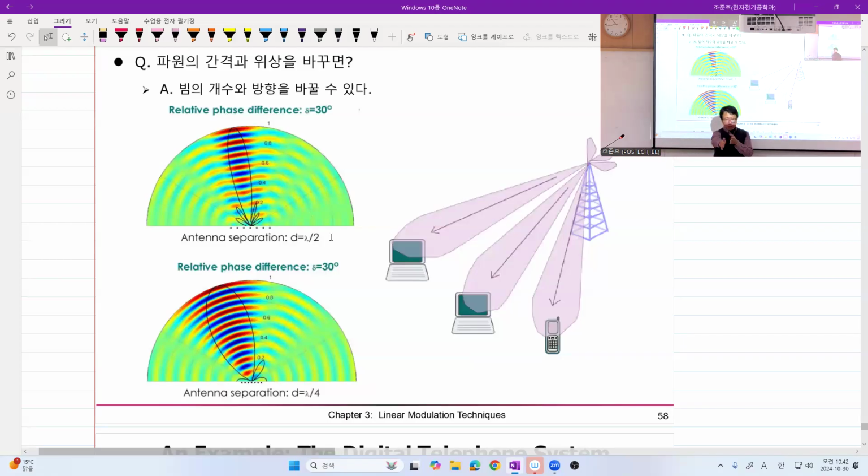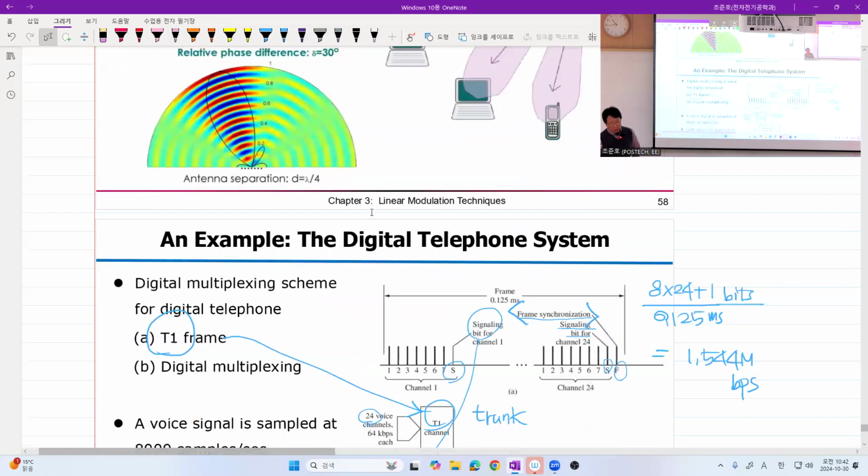So receivers are spatially different in the direction of departure. It can be utilized to save what? One of the most scarce resources in radio communication, the frequency or bandwidth, you may say that. Got it?